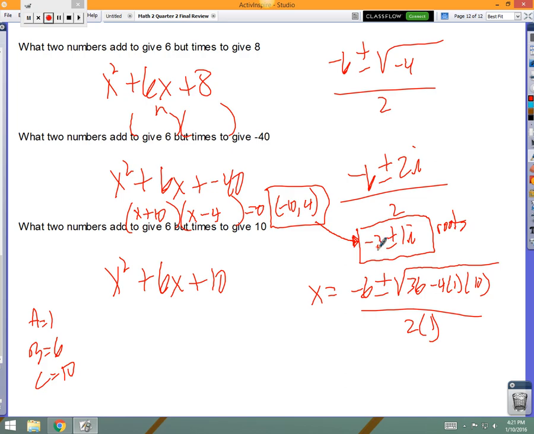So the step before, if that's a negative 10, this is a positive 10. So if this is a negative 3 plus i, it's going to be a positive 3 plus i. And if it's a negative 3 minus i, it's going to be positive 3 minus i. And these are those two numbers.